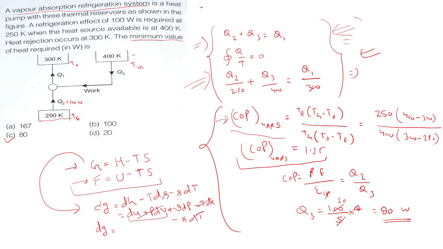vdp minus sdt, correct? Correct or not? Till here it is fine, or not? You tell this. So what is happening here? dp, vdp and sdt in phase change, what is happening?